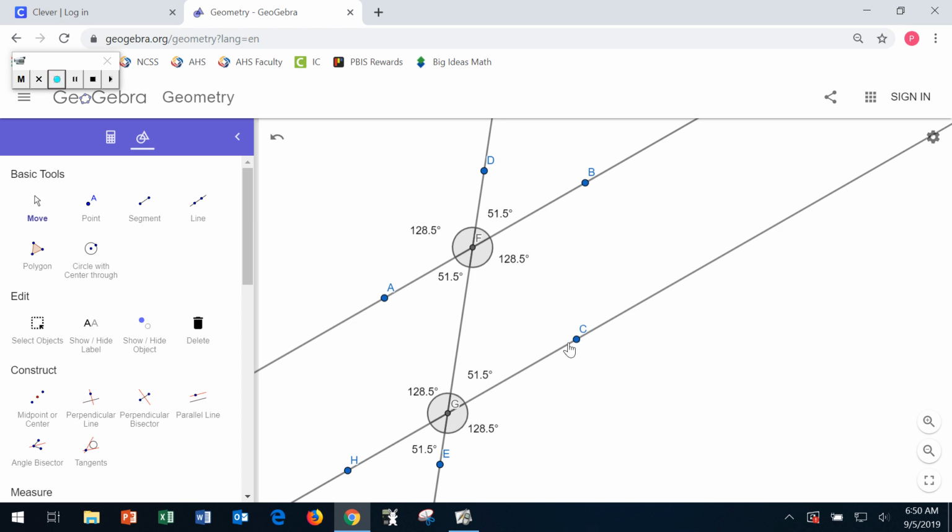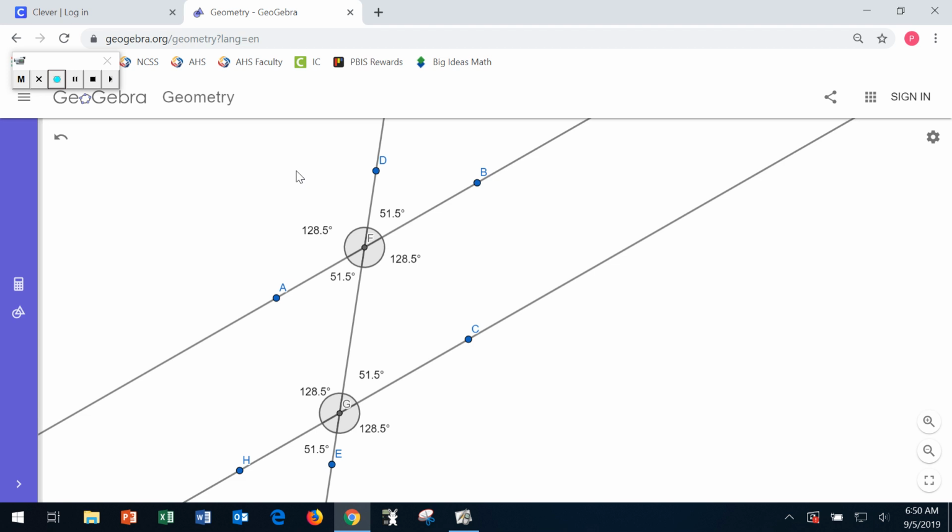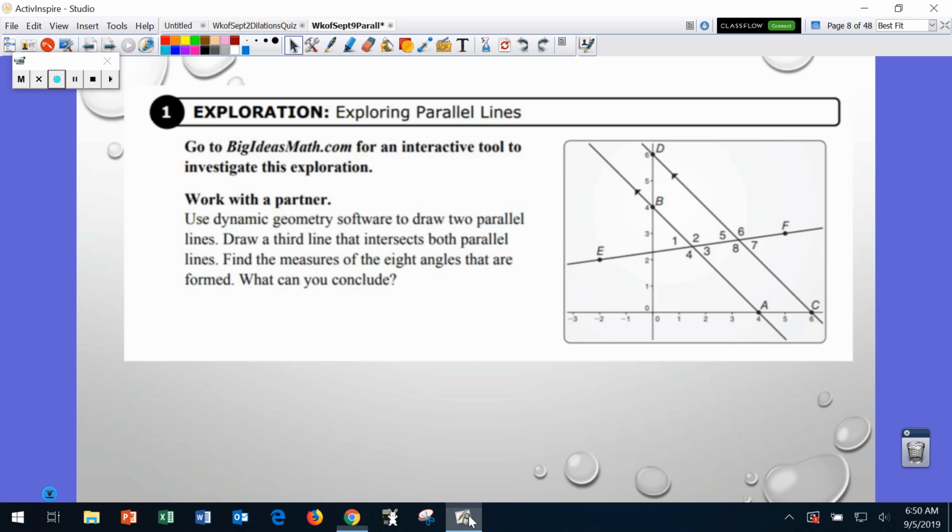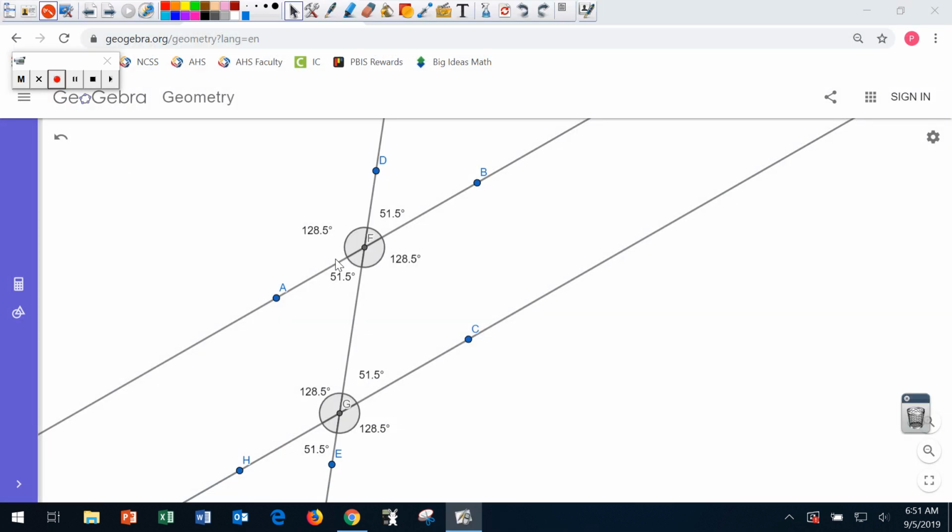Alright, so I have my parallel lines, and I have line DE, which is called a transversal. Hold on, give me a second. Let me get this up and going. Alright, there we go. So I did what it asked me to do. So I'm going to call this angle 1, this angle 2, this one angle 3, this one angle 4, this one angle 5, this one 6, this one 7, and this one 8. Alright, so we're going to go through and look at some things that we noticed here.